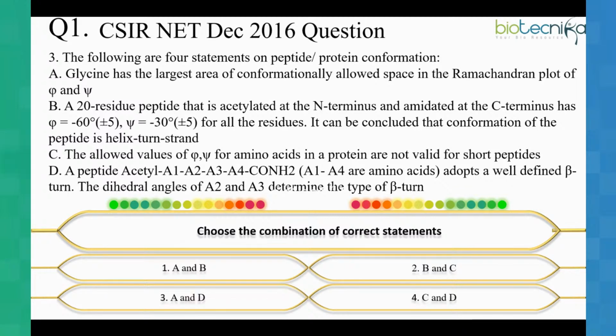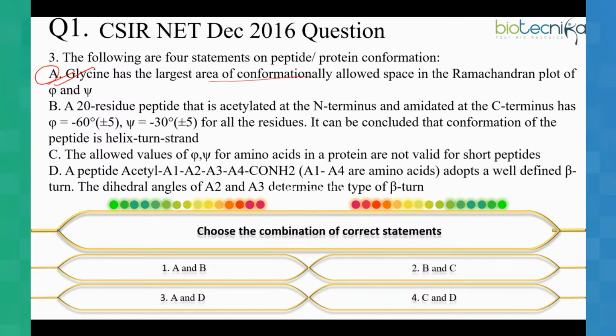Okay. So, Satyam, if you are saying A, do you mean option 1? Okay, you're partially right, because glycine has the largest area of conformationally allowed space. This is correct. So A will be a correct statement, because glycine amino acid is a type of flexible amino acid.